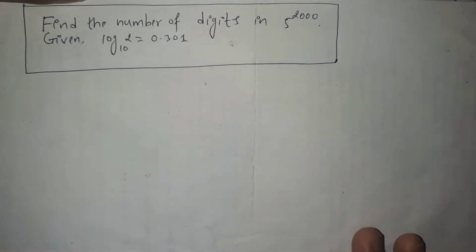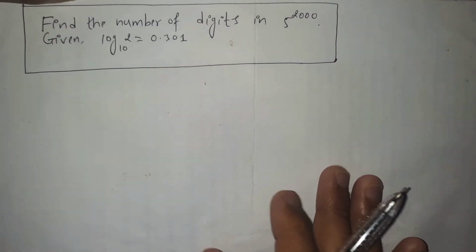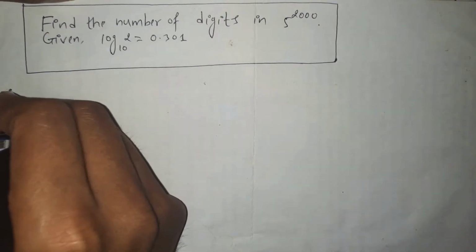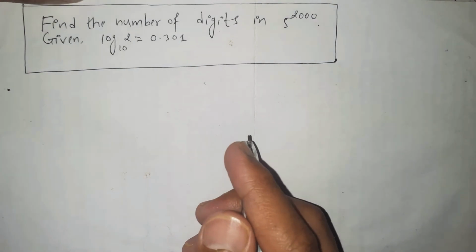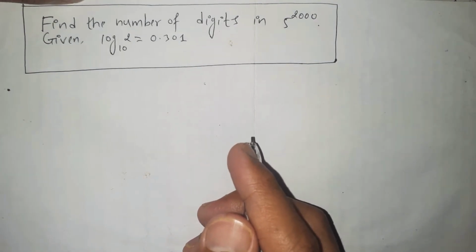Here, we already discussed the application of the logarithm to calculate the number of the digits in the given number. We can easily calculate how many digits are present in any number by using the concept of the logarithm. Let me recall the topic, applications of the logarithm to calculate the number of the digits.